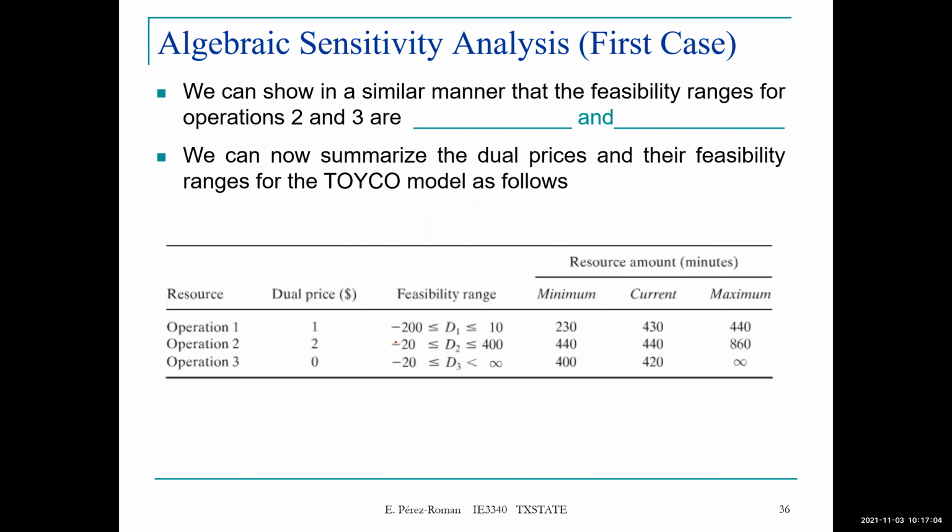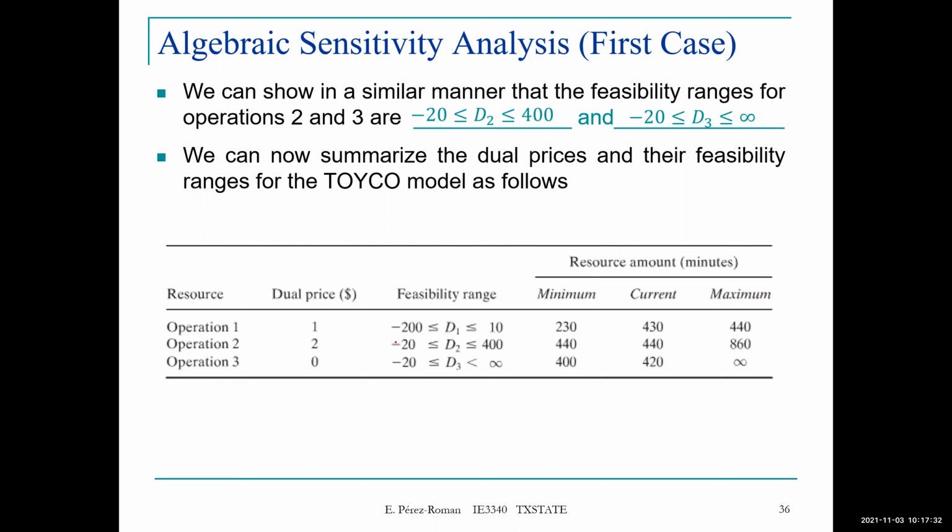And if we continue in a similar way, the feasible ranges for operations 2 and 3 are as follows. D2 has to be greater or equal to minus 20 and less than or equal to 400. And D3 has to be greater or equal to minus 20, and it could be as big as you want, because it's not going to make the problem infeasible.